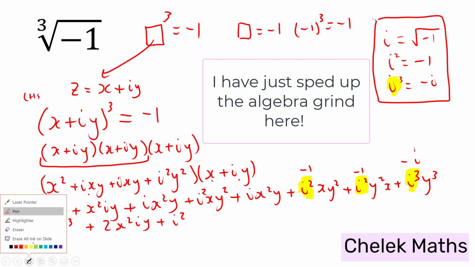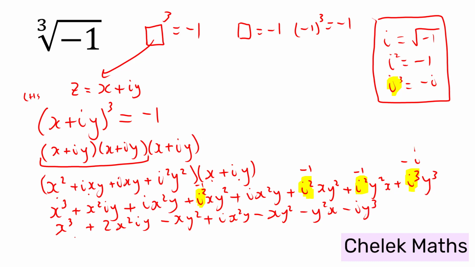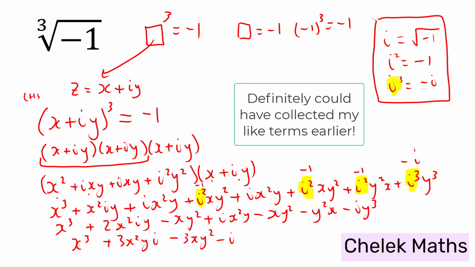Oh, we've got another i squared. Let's deal with this guy. That also goes to -1. So, just grinding through some of the algebra here, minus xy squared plus ix squared y. Oh, look, we've got another one of those. Minus xy squared minus y squared x, which is exactly the same, minus iy cubed. So that simplifies to x cubed plus 3x squared yi minus 3xy squared minus iy cubed. Whew.